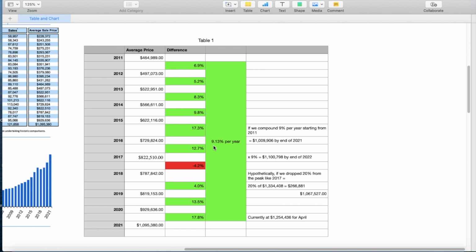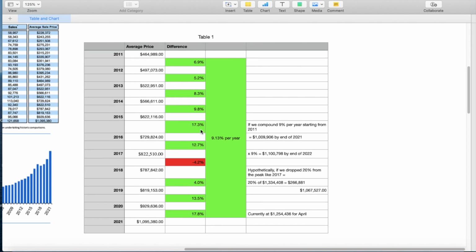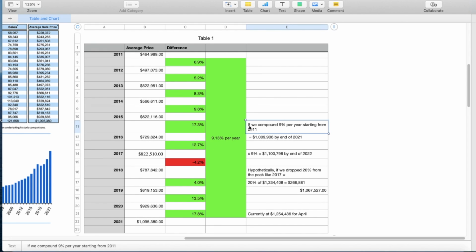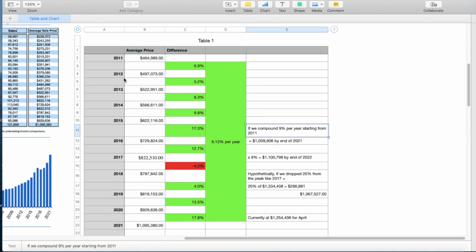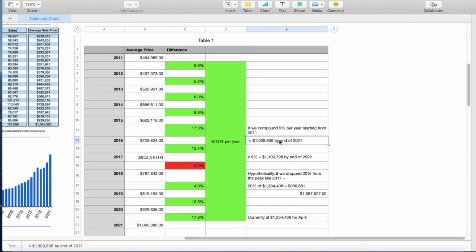It increased by 9% per year. For it to double, it would have had to increase 10% per year. So on average, we are basically there, 9% per year. Now, if we compound that 9% per year starting from 2011, by the end of 2021 prices should have been just over $1 million. The average price actually was $1,095,000. So call it 90K over what we should be at. That's not that big of a difference.